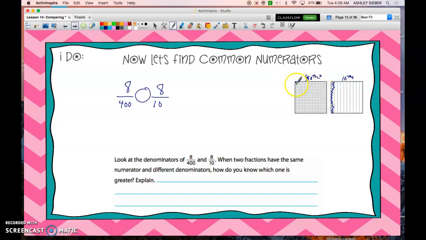I can see these tiny little pieces are much smaller than these pieces. And if I color the same number of them, 3, 4, 5, 6, 7, 8, there's 8 400ths. If I color 8 tenths, I'm coloring all the way over here. So I know if the numerators are the same, the smaller the denominator, the bigger the fraction. So 8 tenths is greater than 8 400ths. I think it's easier to compare with common denominators than common numerators, but it's still not bad.